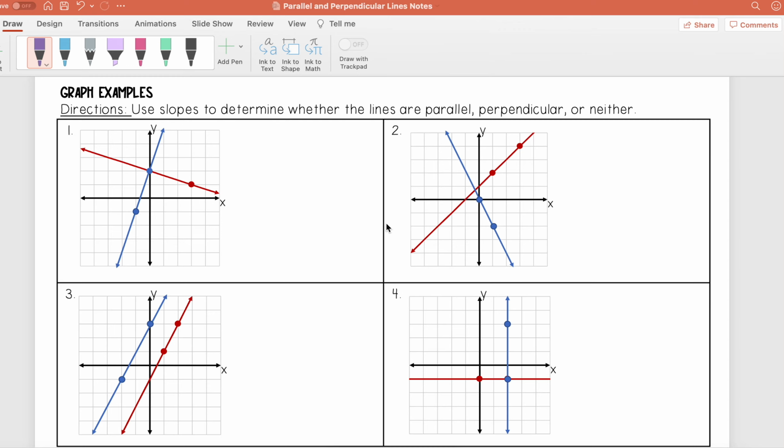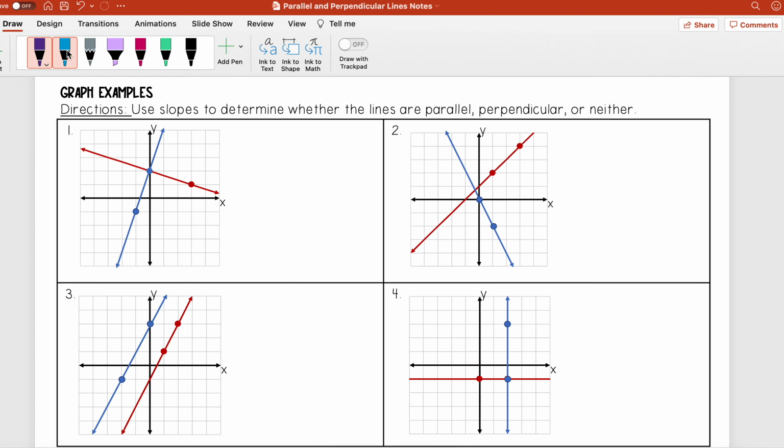Now in this video, we're going to be looking at some graph examples for parallel and perpendicular lines. So we're going to use slopes to determine whether these lines are parallel, perpendicular, or neither. It is tempting to just look at this first one and say, okay, that's perpendicular. It looks like it's a 90-degree angle. But we can't be verifying just based on sight. We need to look at the slopes to verify that it's actually perpendicular.